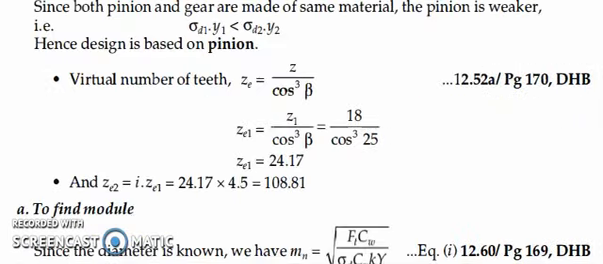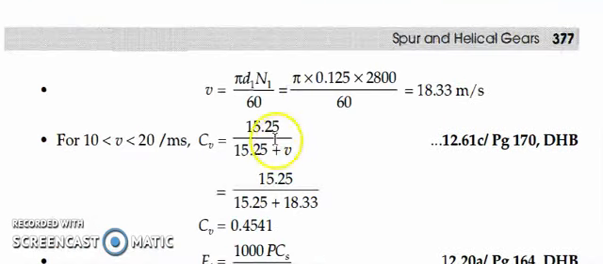Then we can find the module, that is from equation 12.60. Using this equation we can find the module. For that we need the velocity, that is V is equal to pi d N by 60. Using this equation we will get 18.33, that is in between 10 to 20 meter per second. So from the data book itself, we can take the value for Cv between 10 to 20 meter per second. Thus we can find the value of Cv.